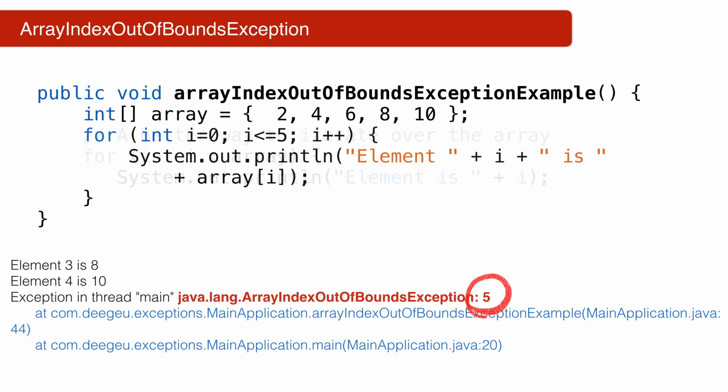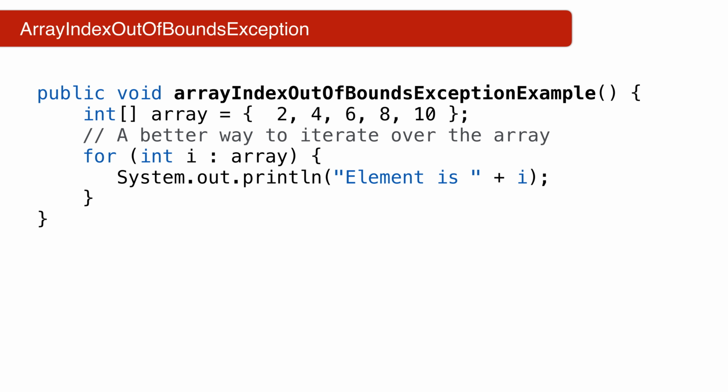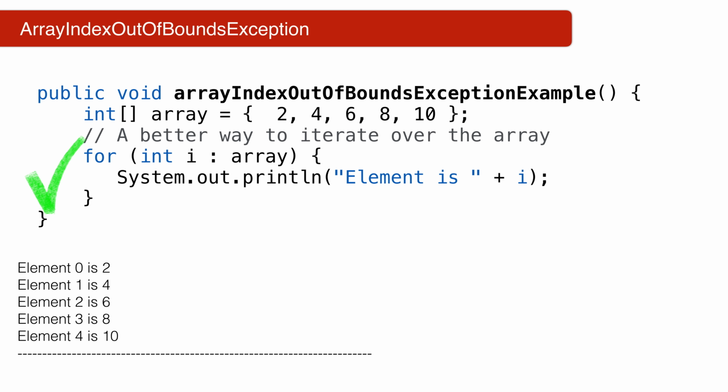one error is. The best way to solve this exception is to avoid accessing elements by index. We do that like this. If we must use indexes, we'll want to look for off by one errors, usually in the stopping condition of the loop.